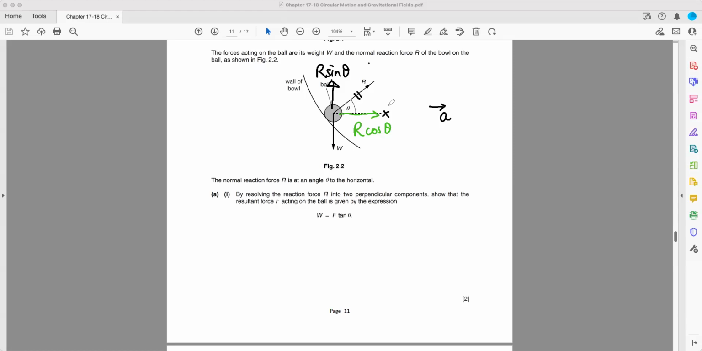Because the acceleration is towards the center of the circle, the forces in the perpendicular direction will balance each other. And this R sine theta is the resultant force. In the question, it uses the symbol F. You can write down two equations here. So W equals R sine theta, and then R cosine theta equals F. Then can you show W equals F tangent theta?